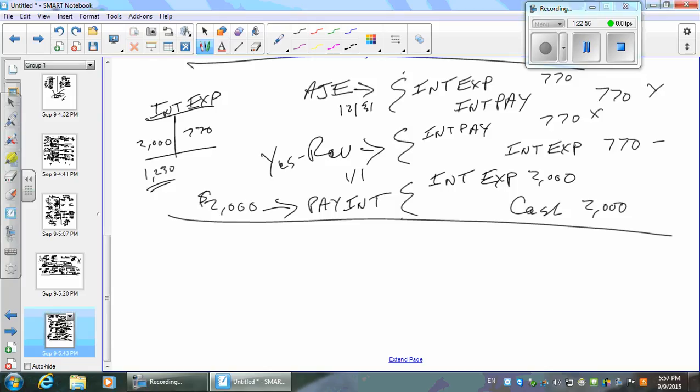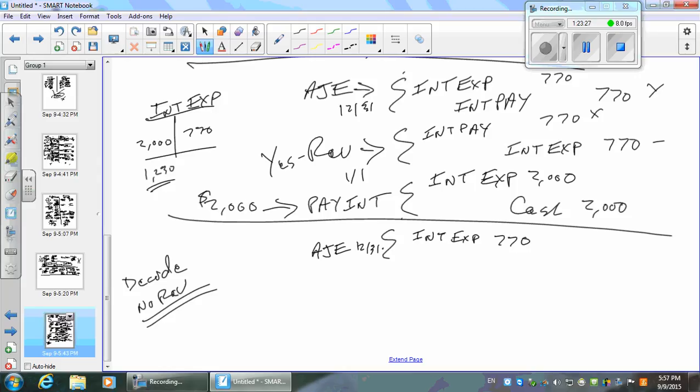Okay. Now, if you don't use a reversing entry, let's say you decide not to. No reversing entry for interest. You don't have to. It's optional. What would they look like? What would the adjusting journal entry be, you guys, on 12/31? You can see why this drives people crazy, right? On 12/31, what is it? It's debit interest expense for 770. Credit what for 770? Interest payable. That gets our financial statements correct, doesn't it?